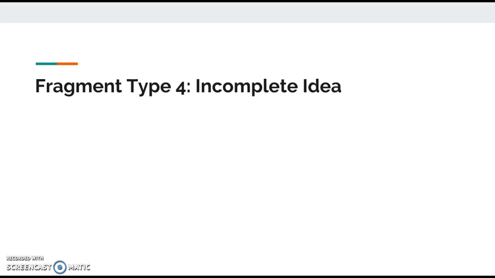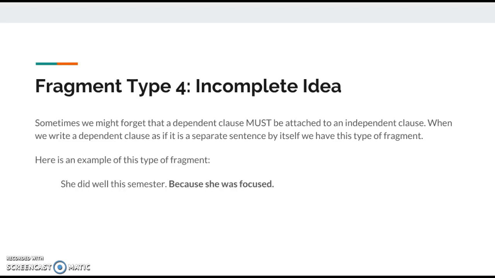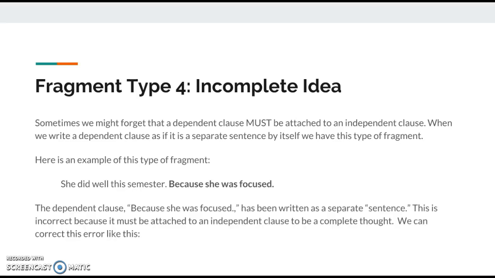And the last type of fragment is simply an incomplete idea. So usually these incomplete ideas are where we have a dependent clause that's not attached to an independent clause. Remember that all dependent clauses are dependent on the independent clause. We need to have it attached to an independent clause. So for example, she did well this semester. Because she was focused. You can see that right here, because she was focused, it's punctuated like it's a separate sentence, but that's actually a fragment. So we can fix this by simply combining the 2 clauses. She did well this semester because she was focused.